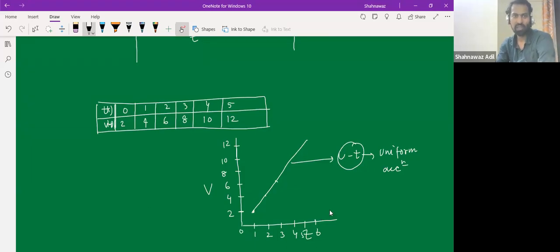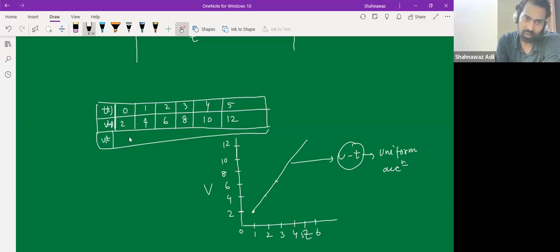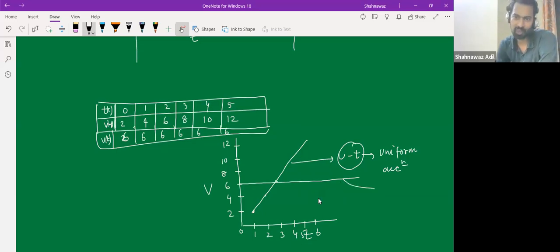Yes, sir. Now let us take this kind of velocity. Let's write it as 6, 6, 6, 6, and so on. So what would the graph be? The graph would be this, right? So what kind of graph is this?